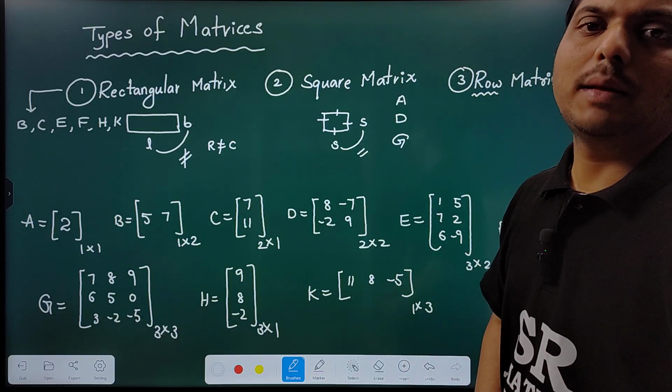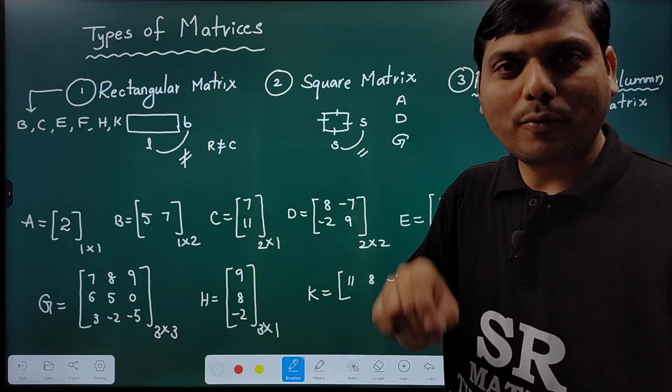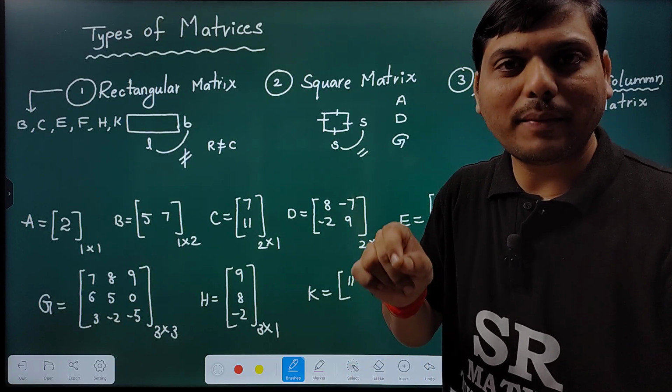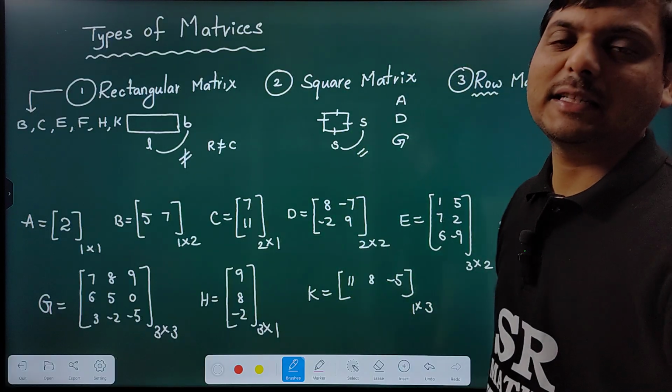No, impossible, because the row number is 2 there. Row matrix meaning order of a matrix having the row value is 1, that matrix is a row matrix.